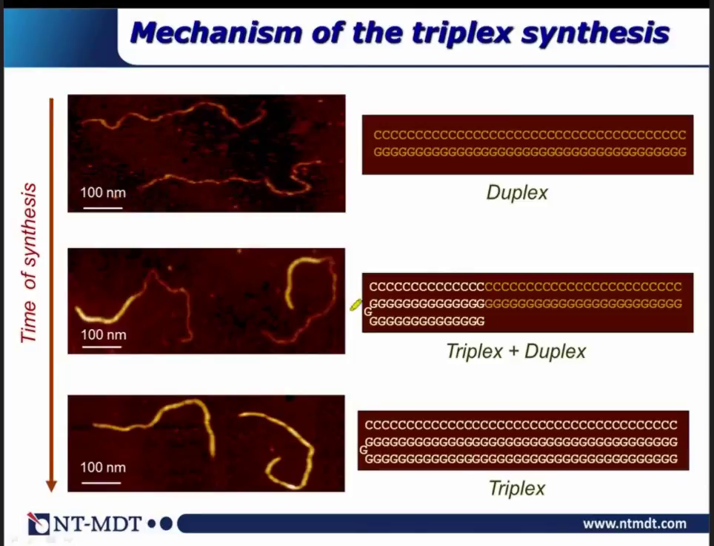Now, we continue the reaction, and finally, we got there. So we completed synthesis of the triplex. And the whole molecule, all the way from this end to that end, is bright, meaning that it's triplex. It's more rigid. So this was a confirmation of the mechanism of the triplex synthesis, which is based on AFM. And it's a direct evidence for this kind of mechanism.